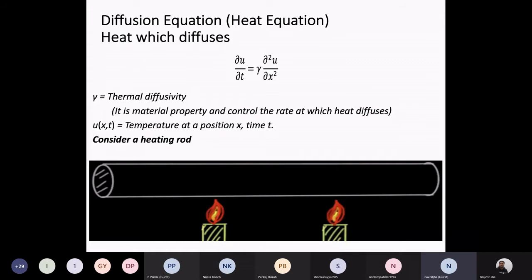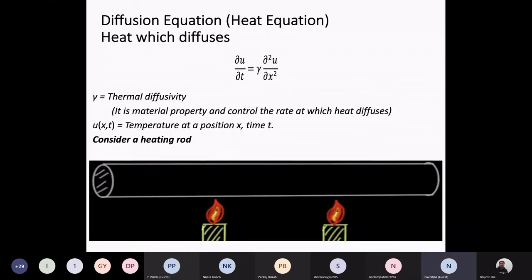So this is basically just a material property, and it controls the rate at which heat diffuses. And u is a function of two variables, x and t. t is time, and x is a spatial variable. It can be in one dimension, it can be in two, it can be in three dimensions. Here, for simplicity, I took one space and one time. Time is always one. So this denotes temperature at a position x at time t.